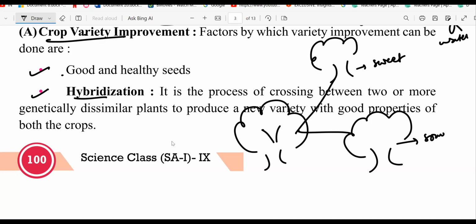Definition may be asked: what is hybridization? So you have to memorize this one. It is a process of crossing two or more genetically dissimilar plants to produce a new variety with good properties of both the crops.